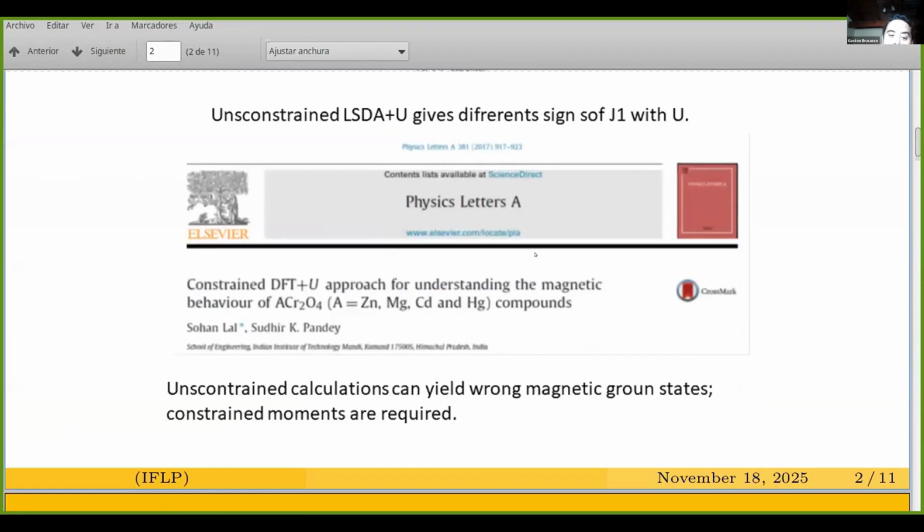In another work, Pandey reports the problem that the ferromagnetic and antiferromagnetic configurations differ in magnetic moments, and therefore decided to constrain the magnetic moment in his calculations. In our work, we don't have this problem.